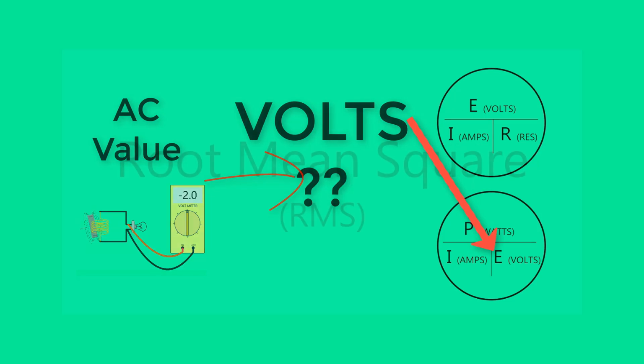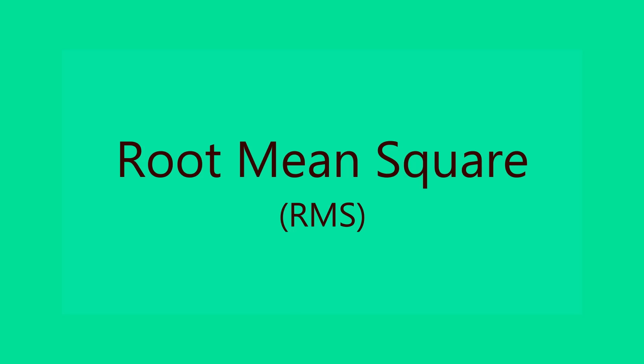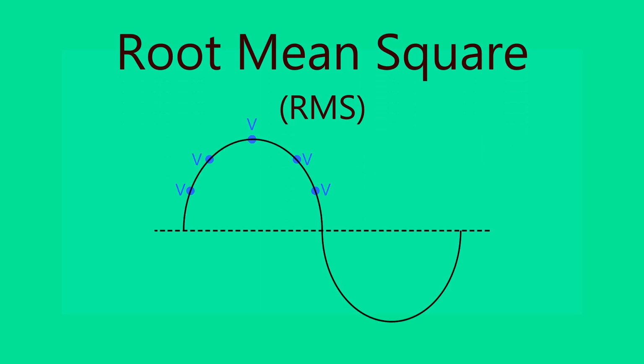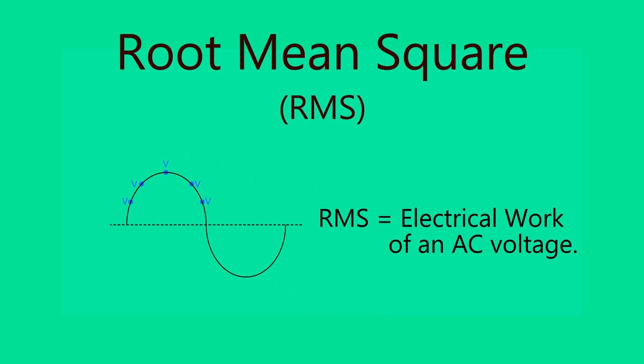Root mean square, or RMS, is a mathematical formula that determines the average electrical work produced by an AC sine wave. The formula basically uses voltage points of a sine wave to solve the equation, root mean square. The result of the equation is an average electrical value of an AC voltage, or the average electrical work of an AC voltage. The RMS voltage value is used in Ohm's law formulas. Let's examine the RMS value and how it compares to the peak voltage of a sine wave.